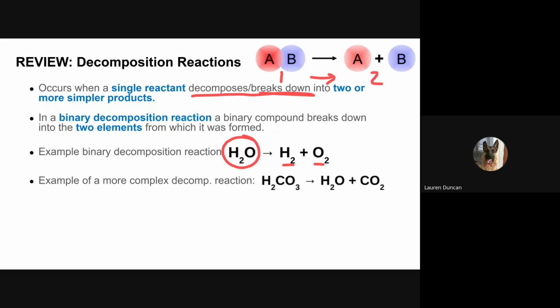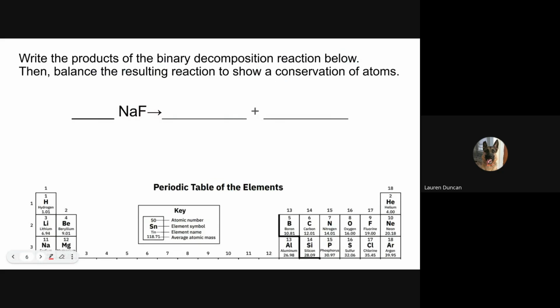And those are the types of decomposition reactions we will be working with. There are more complex ones in which a compound breaks down into simpler compounds. But basically, all decomposition are going to follow that one thing, breaking down into 2 things format. Okay, so here's an example decomposition. We have sodium fluoride as our reactant. It's going to break down into the elements which compose it, which are sodium and fluorine.